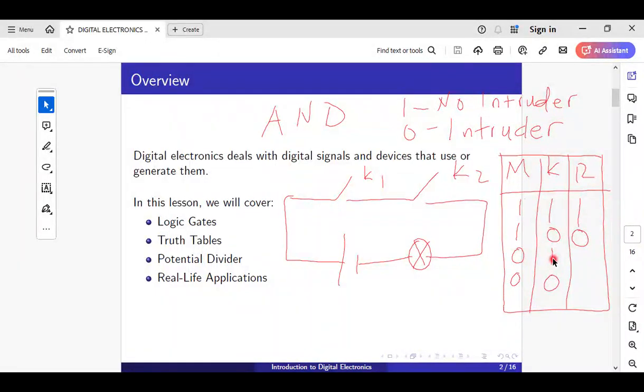Teacher. If one gate is open and if one is closed, it will be closed.